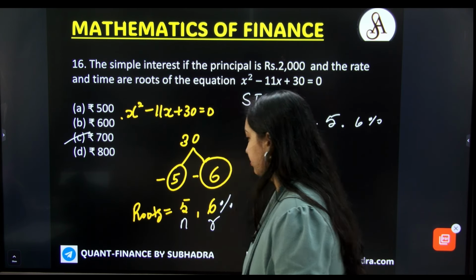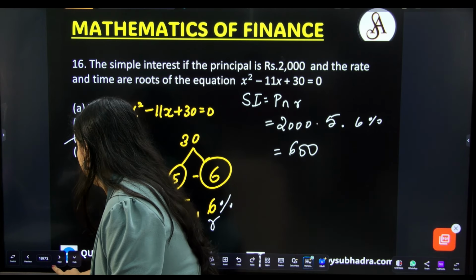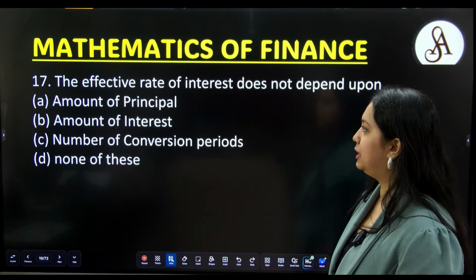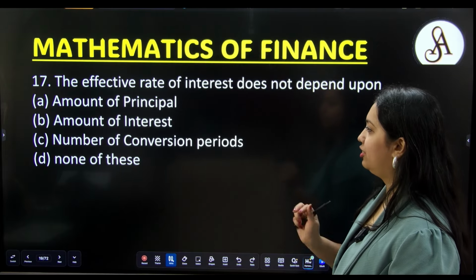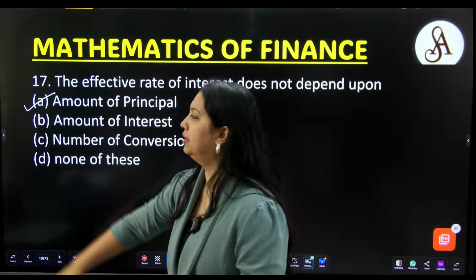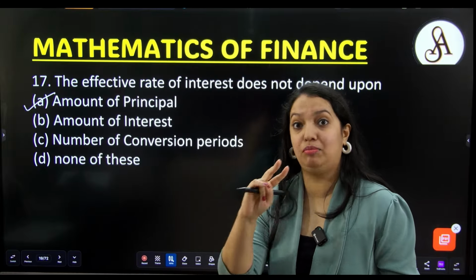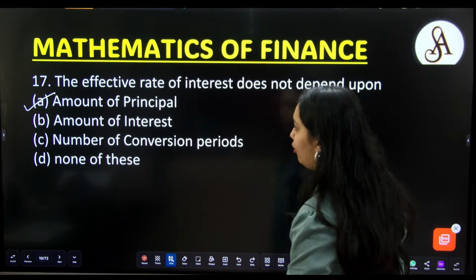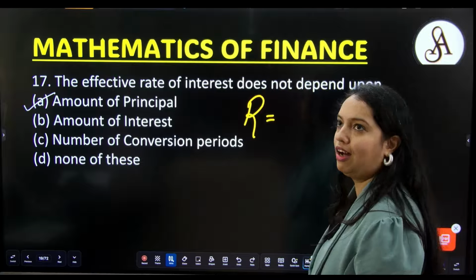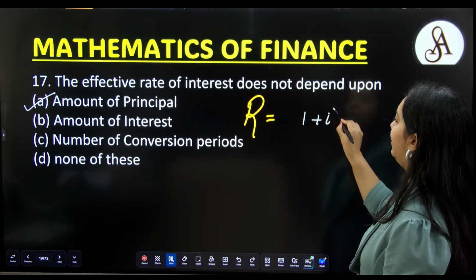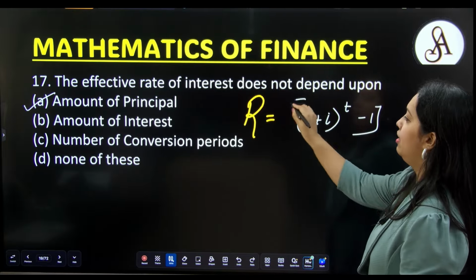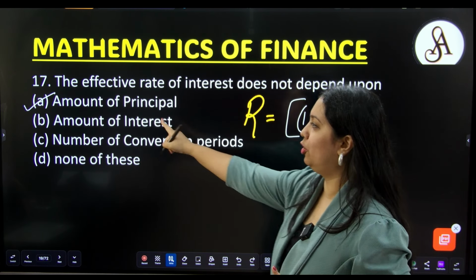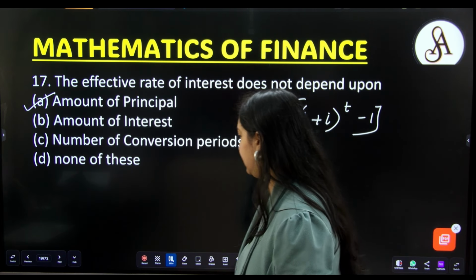Next, ICAI's favorite theoretical question from this chapter. The effective rate of interest does not depend on the amount of principal. This was asked in 2024 exam twice, and this was asked in 2023 exam. Now, what is the formula for effective rate of interest? Capital R is equal to 1 plus I whole power t minus 1. You find there is a rate, there is time, but there is no principal amount. That's why principal is excluded.